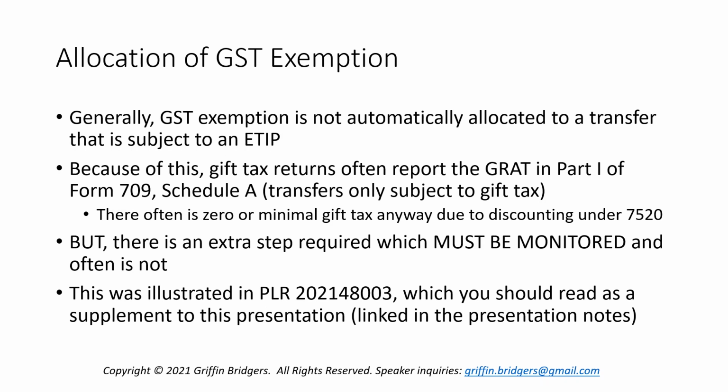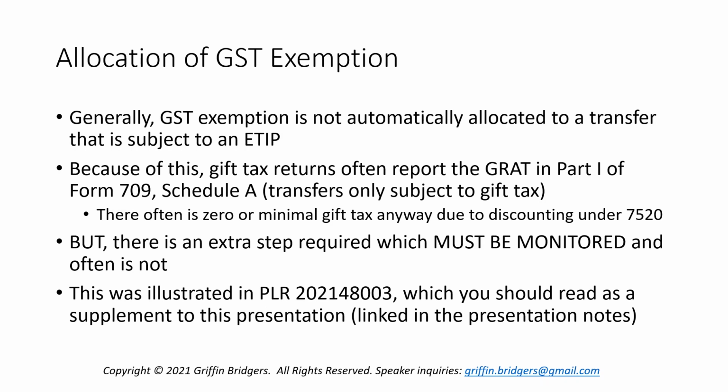Often, gift tax returns are prepared where the GRAT is reported in Part 1 of Schedule A of Form 709, which is where you report transfers that are only subject to gift tax, because a lot of people assume since there's an ETIP, there's no allocation of GST exemption, we can report this as if it's an outright gift to non-skip persons or a GST non-exempt gift. And it doesn't matter really how you report it, especially anyway, because there's often a zero or minimal gift tax due to discounting under 7520.